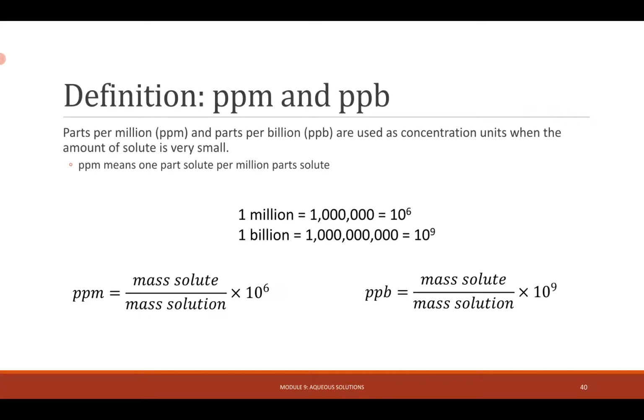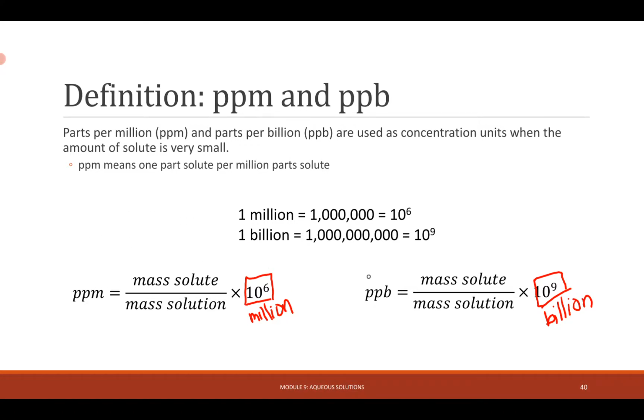If we look at the definitions of ppm and ppb, then we can see that they are pretty similar to our mass percent composition. For mass percent composition, we had mass solute divided by mass solution, and then we multiplied by 100. But for ppm and ppb, we are going to be multiplying by 1,000,000 and by 1,000,000,000 instead of by 100. So these are our new multiplication factors for these units.